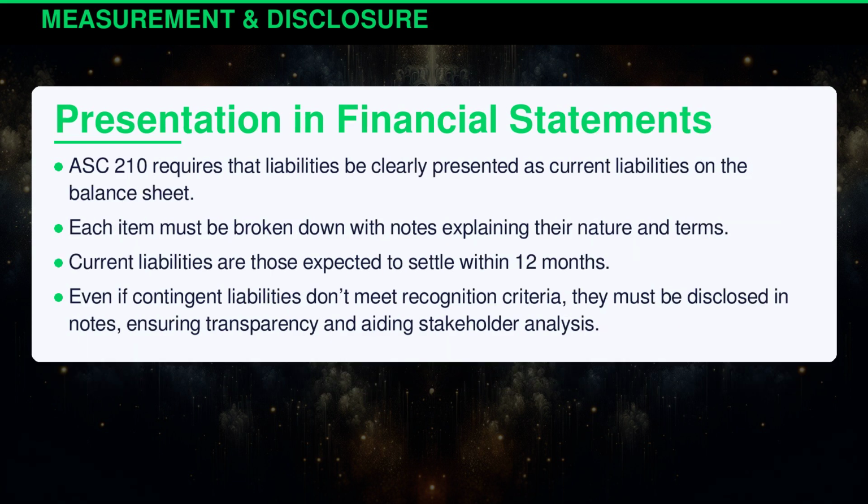ASC 210 requires that liabilities be clearly presented as current liabilities on the balance sheet. Each item must be broken down with notes explaining their nature and terms. Current liabilities are those expected to settle within 12 months. Even if contingent liabilities don't meet recognition criteria, they must be disclosed in notes, ensuring transparency and aiding stakeholder analysis.